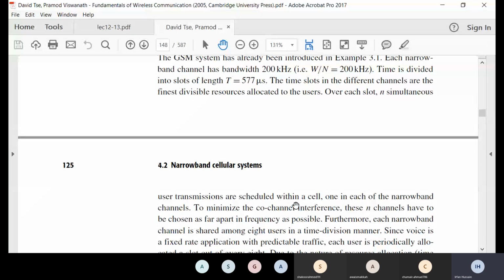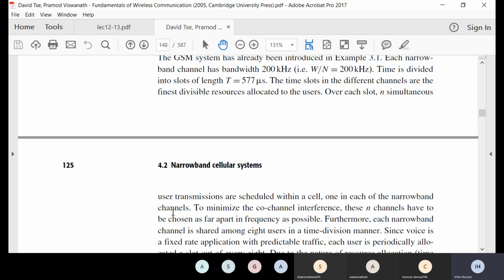So n simultaneous users are scheduled within a cell, one in each of the narrowband channels, at a given fixed time. One user will be given all the 200 kilohertz. So if you have n different channels, n users can communicate at one time.